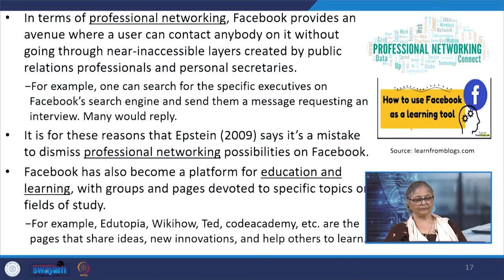In terms of professional networking, Facebook provides an avenue where a user can contact anybody on it without going through near inaccessible layers created by social and official hierarchies. It is for this reason that we cannot dismiss the possibilities of professional networking through the use of Facebook. It has also become a platform for education and learning with groups and pages devoted to specific topics and fields of studies. Some of them are also listed below on this slide.